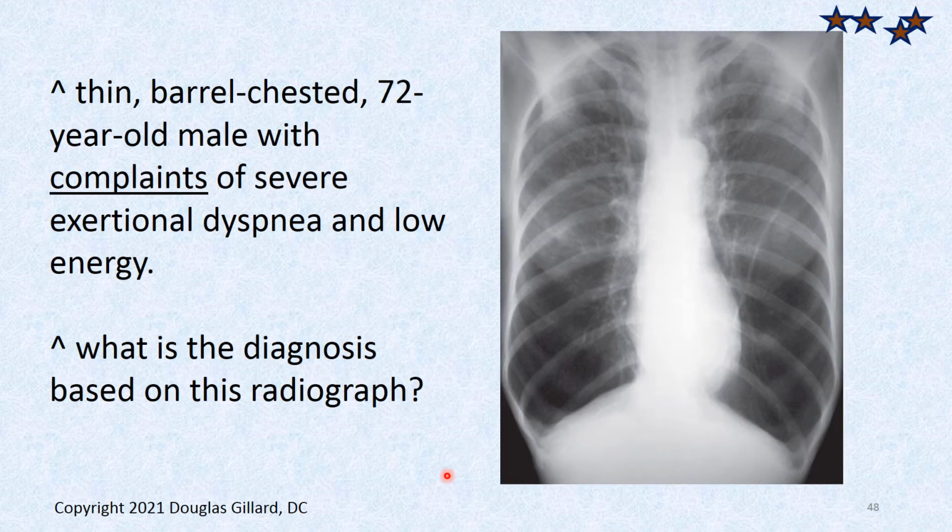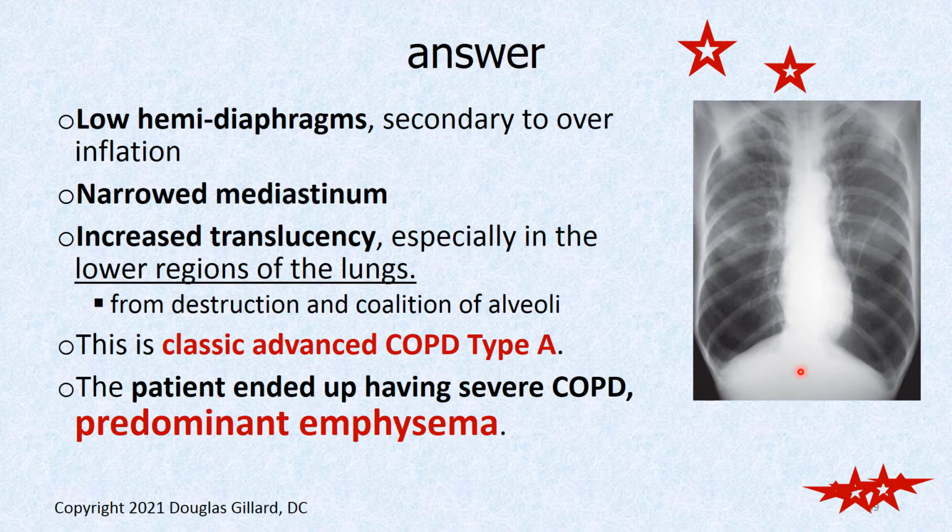72-year-old comes in, complains of exertional dyspnea, just can't go up the stairs anymore. What's the diagnosis? Well, this is crazy looking. Look at the hemidiaphragms. They're pushed way down. Mediastinum is squished. I mean, the photons are ripping right through the lung here. There's nothing to stop it. So this is all dead lung tissue. This needs to be cut out. So, yeah, that's no good. It's chronic emphysema. Emphysema, A for emphysema type, or you could say COPD type A.